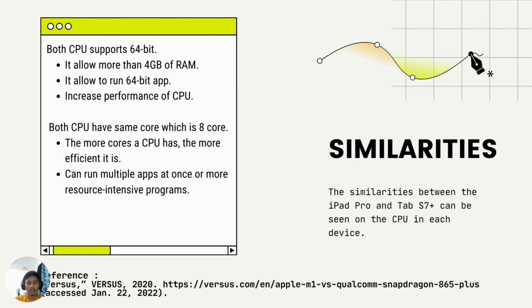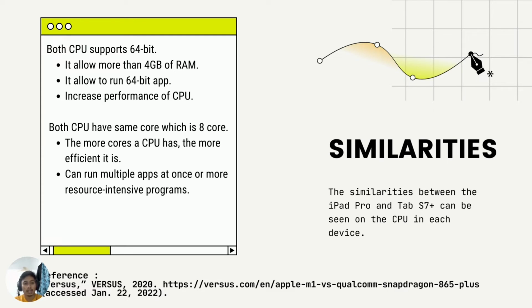Okay, so now let's move to the similarities part. So the similarities between the iPad Pro and Tab S7 Plus can be seen on the CPU in each device. So the first similarity that we have found is both CPUs support 64 bits.